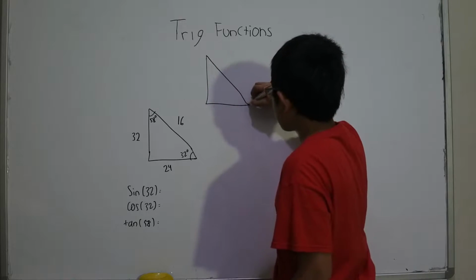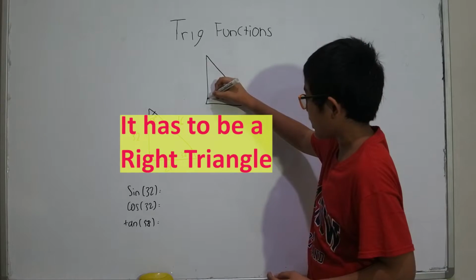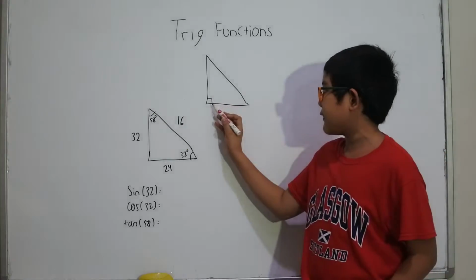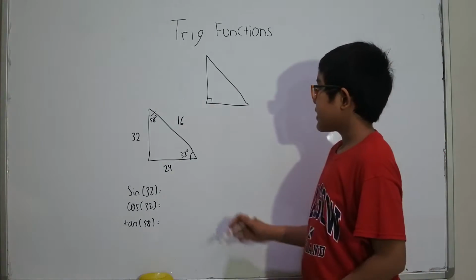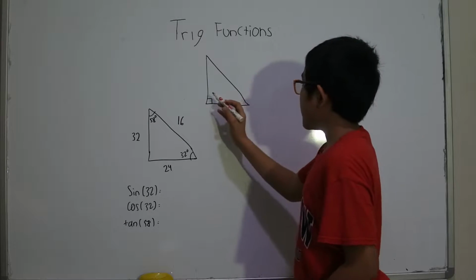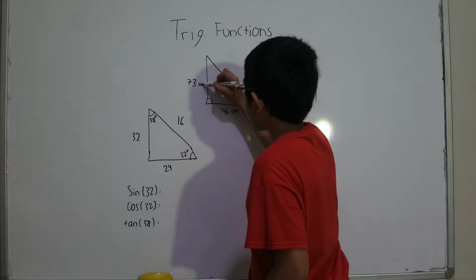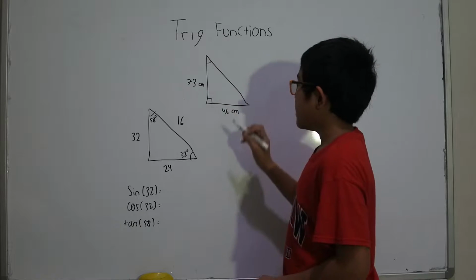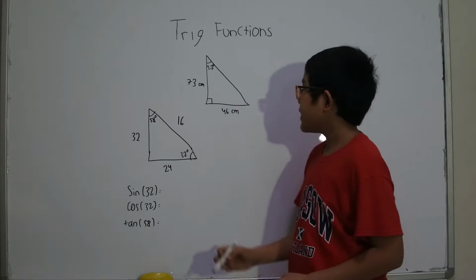And remember, for trig functions, it always has to be a right triangle, which means one of its angles will be 90 degrees. Because if it's different, let's say if this is 64 degrees, the ratios would be different and not correct. So let's say that this side is 46 centimeter, and this one is 73 centimeter. And then we're given the other angle, which is 22 degrees. And then we're asked to find this side.